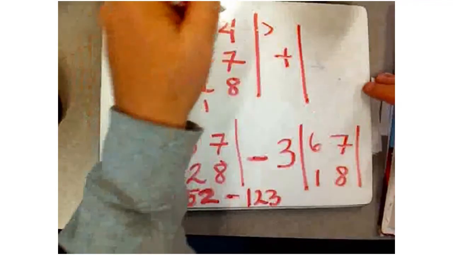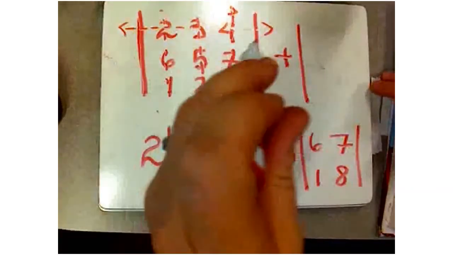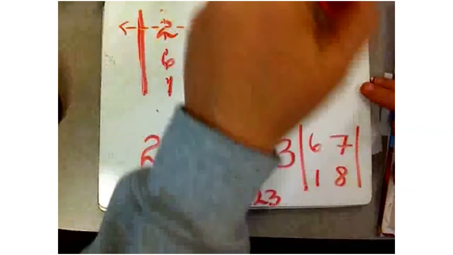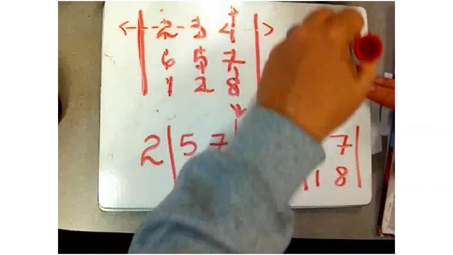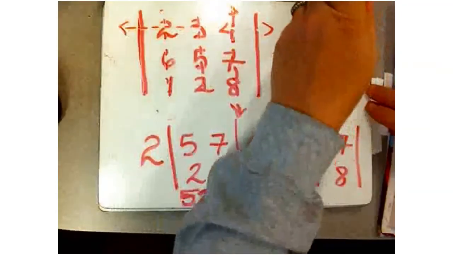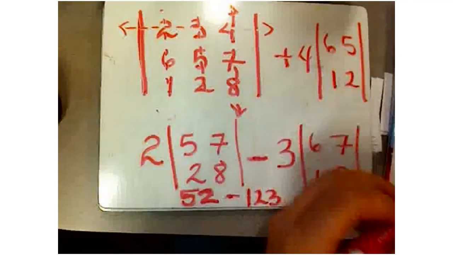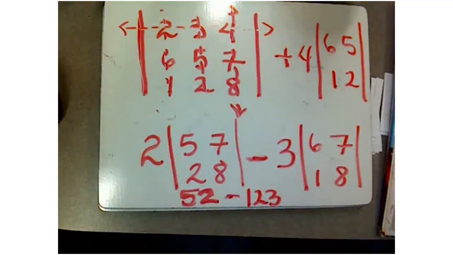All right. And now we're going to cover up that third column. And what is the C1 element? 4. Okay. And what's the minor of the C1? 6, 5, 1, and 2. Oops, careful. You're covering up the third column, Cara. All right, 6, 5, 1, 2.